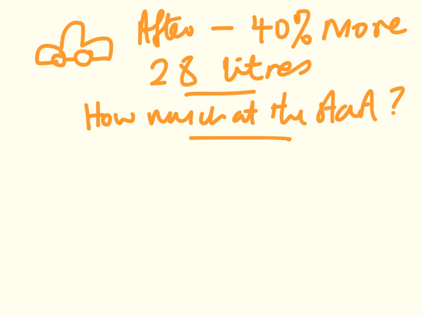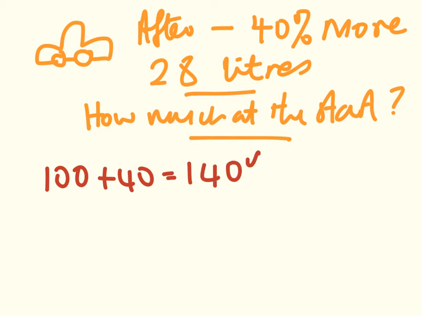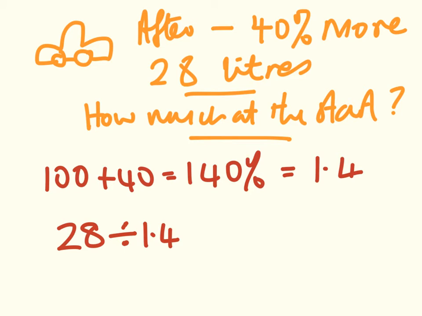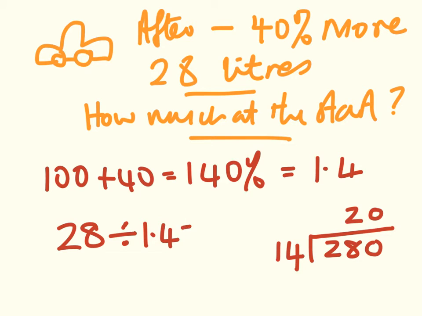So he's put extra in, so this time it's 100 add 40, which is 140%, which as a decimal is 1.4. It's a reverse percentage, so we're going to do a divide sum. So how much is at the end? 28 divided by 1.4. Again, if you can do that in your head, brilliant. If not, do a wee sum at the side. Turn the 1.4 into 14 and the 28 into 280. 14 goes into 28 twice, 14 goes into 0. So the answer was that you must have had 20 litres at the start.